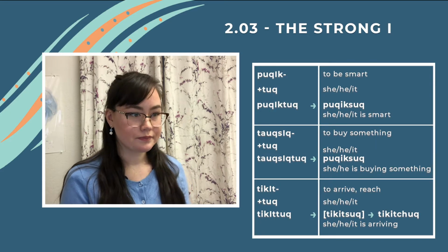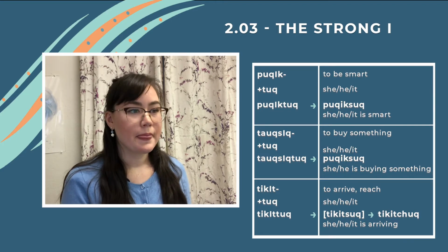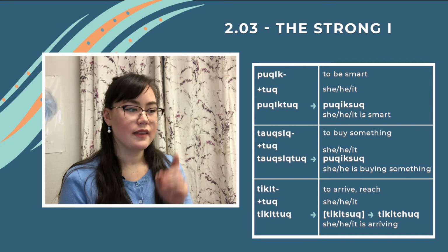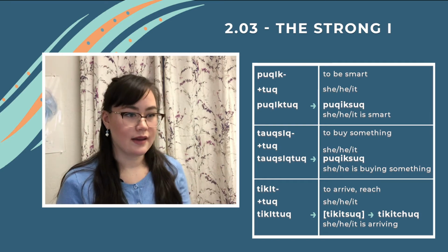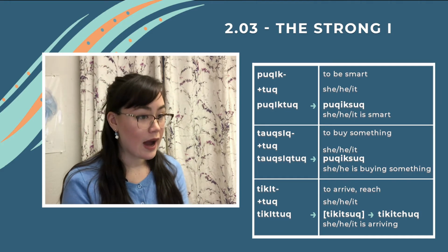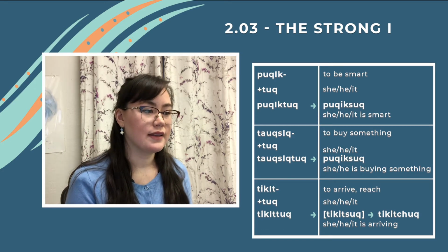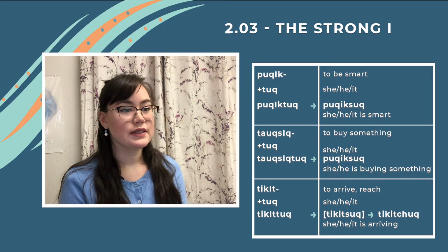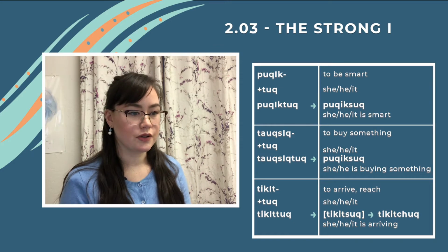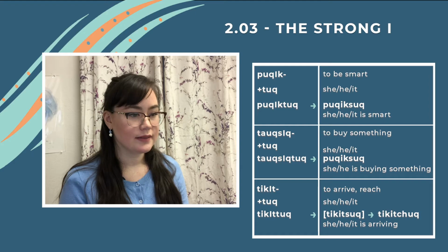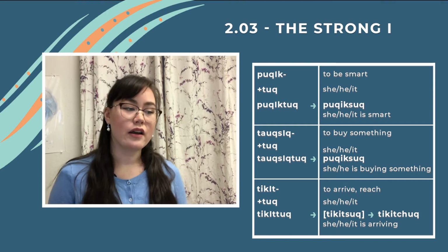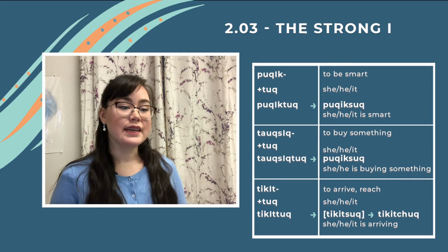Pukik, to be smart. So when you want to add the ending tuk, you will have that combination strong I, K, T. So that combination will automatically change to I, Q, S. Pukiksiok. The next one, tauksik plus tuk, you will have that combination strong I, Q, T. And so again, this automatically changes to I, Q, S. Tauksiksiok, to buy something. She is buying something. Tikit, to arrive, plus tuk. So you'll have that combination strong I, T, T. So this one automatically changes to ITS, but because of that rule that any TS combination automatically turns to a TCH, it would be tikitchiok.